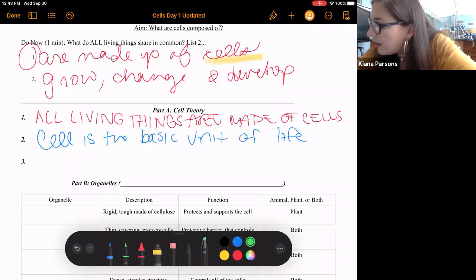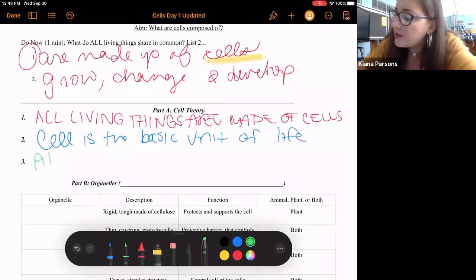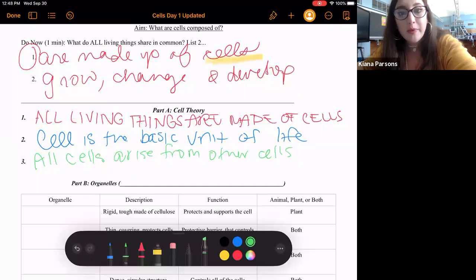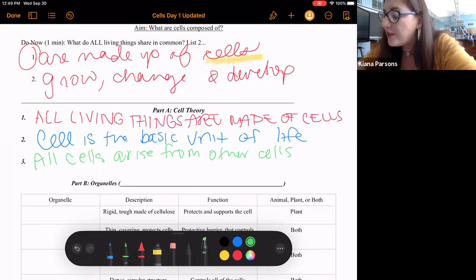And last one, all cells arise from other cells. That may remind you of the law of thermodynamics that states that energy cannot be created or destroyed, just transferred. And in this case, life is not created, but rather all cells are arising from other cells that are already living. Pretty cool.